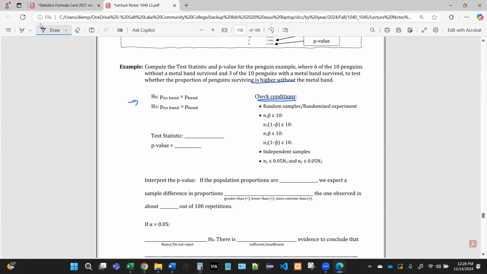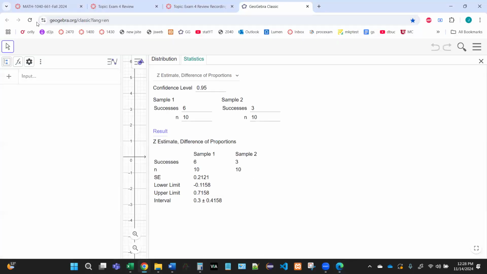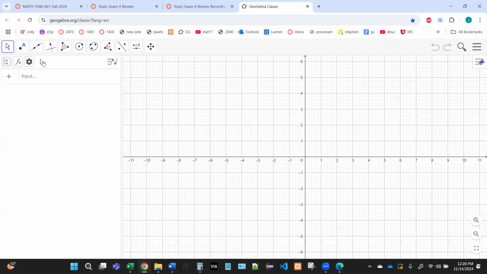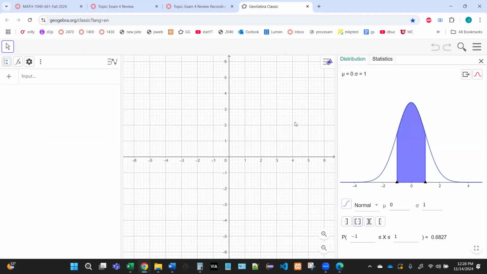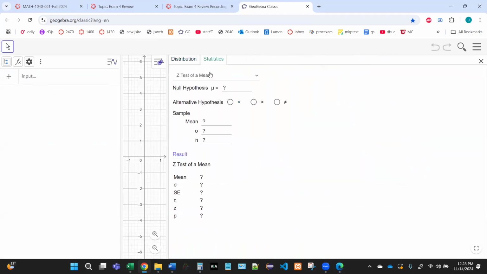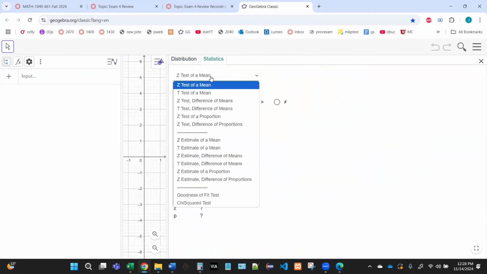Let me put that on pause for a little bit. I want to run through this software so you can see how this works, and you can see, oh yeah, it's very similar to what we've done before. To do this with the software, we would come over here to GeoGebra. Let me refresh this. So we'll hit the toggle, the three dots, probability calculator. We go over to statistics, and then we come down to our drop-down menu.